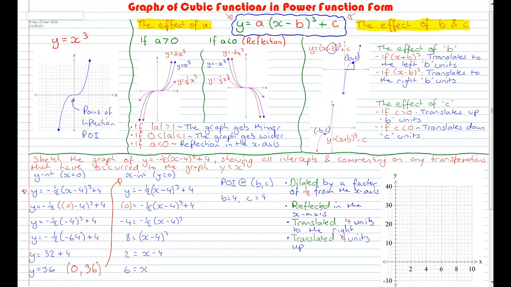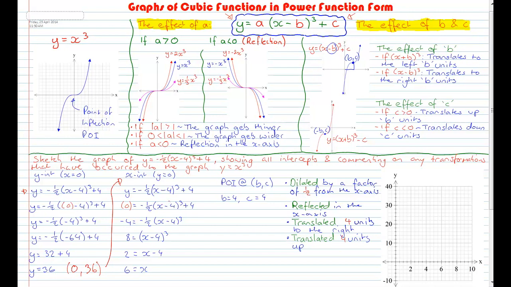We've got y is equal to negative 1/2 (x minus 4) cubed plus 4. Now make y equal to 0, so instead of writing y I write 0, and that gets us 0 is equal to negative 1/2 (x minus 4) cubed plus 4. Now what we need to do is go through and solve for x. Now I need to look to see if I need to factorize or to solve by using inverse operations.